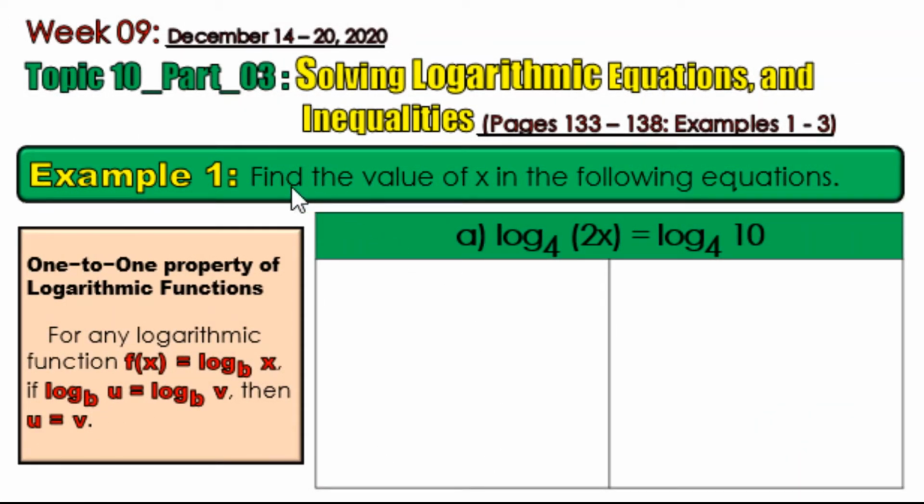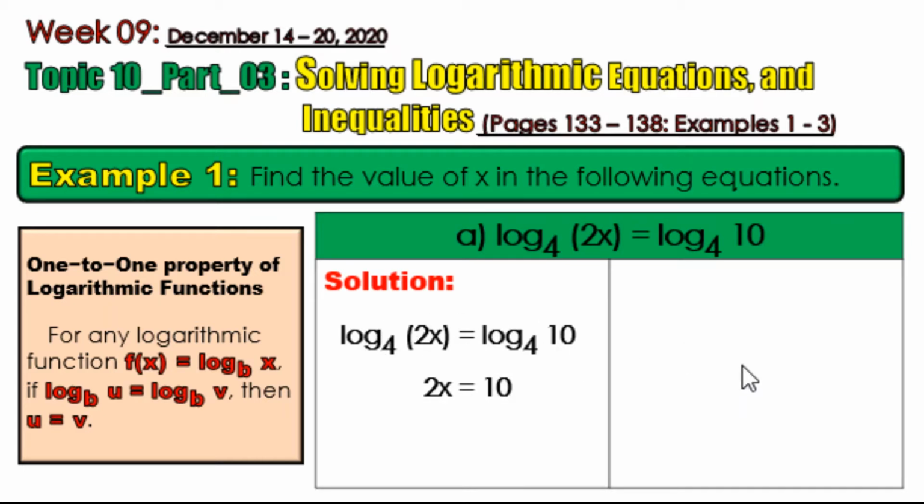Now let us discuss example number 1. Find the value of x in the following equations. For letter A, we have logarithm of 2x to the base 4 is equal to logarithm of 10 to the base 4. By applying the one-to-one property of logarithmic functions, since we have the same base 4, we can immediately equate 2x and 10. So we have 2x is equal to 10.